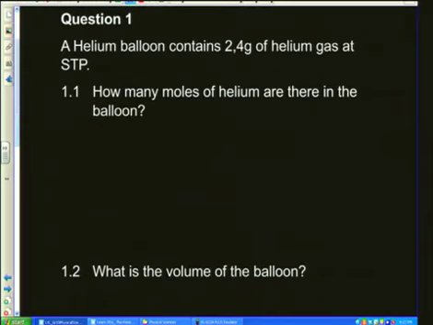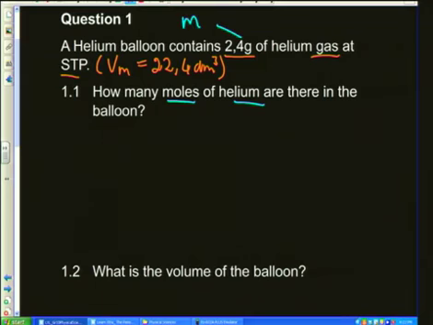A helium balloon contains 2,4 grams of helium gas at STP. Now, all it's telling us is that, remember, that means we can use that the volume of 1 mole is 22,4. When you see STP, that's what you know that you can use. Okay, so it then says to us, how many moles of helium are there in the balloon? Well, we've been given something about the mass. We don't know anything about the volume at this stage.